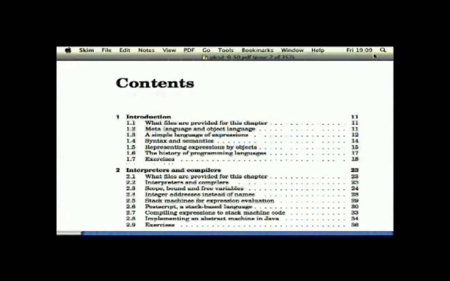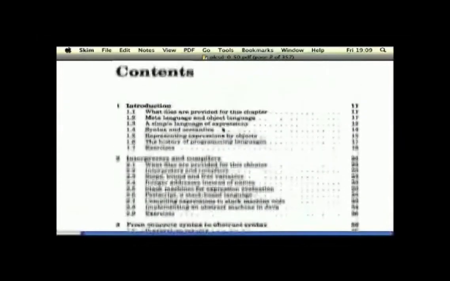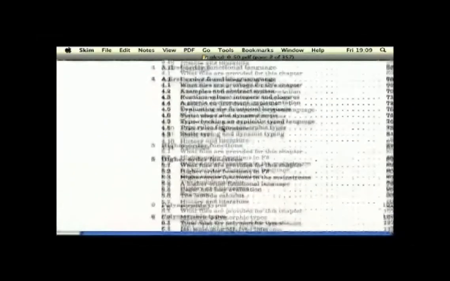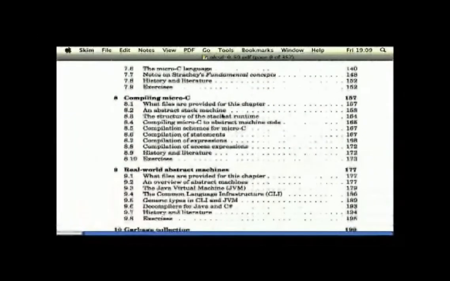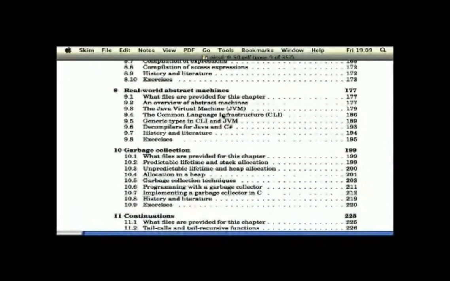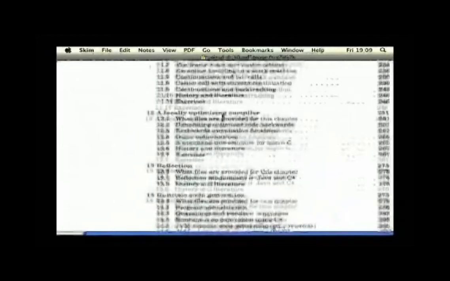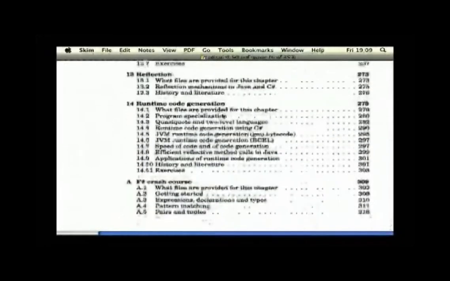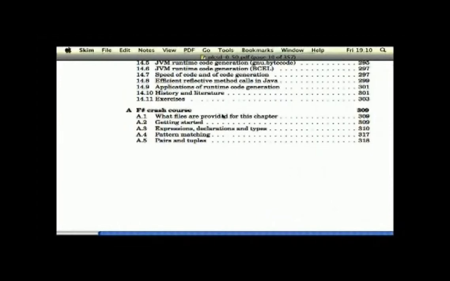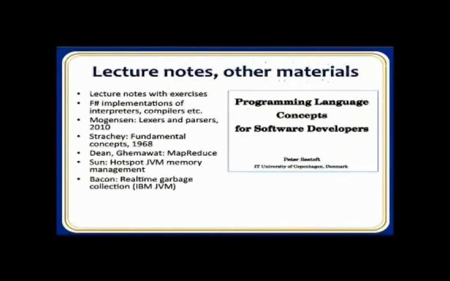Let's see, the lecture notes, here's a table of contents, if I can get this thing to react. Sort of standard stuff, interpreters, compilers, concrete syntax, blah, blah. Functional languages, polymorphic type, imperative languages, this micro-C language, abstract machines in the real world, garbage collection techniques, continuations, backwards compilation, reflection, and runtime code generation. At the end, there's an appendix which contains an F# crash course. So explaining those parts of F# being used here, which is really only the core language, primarily the core language.